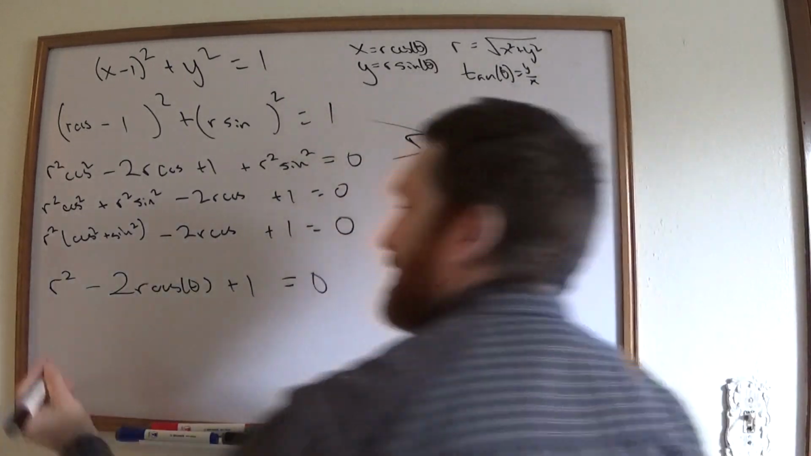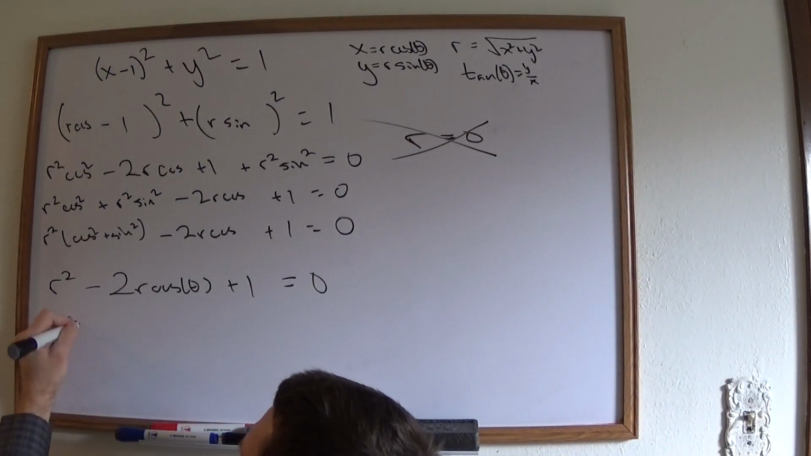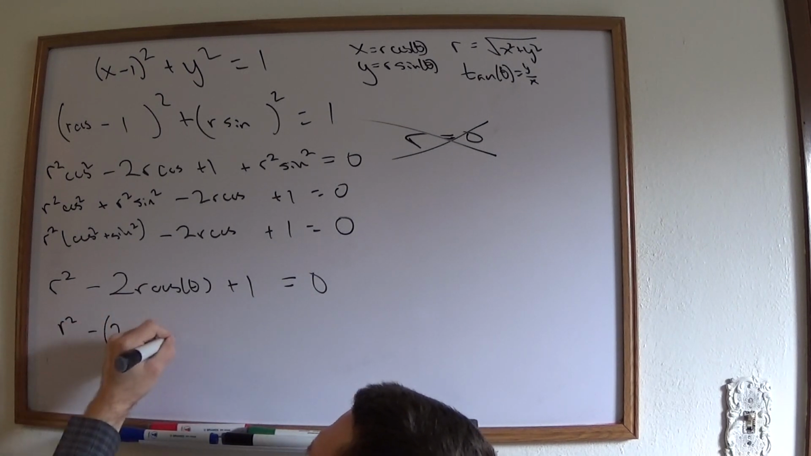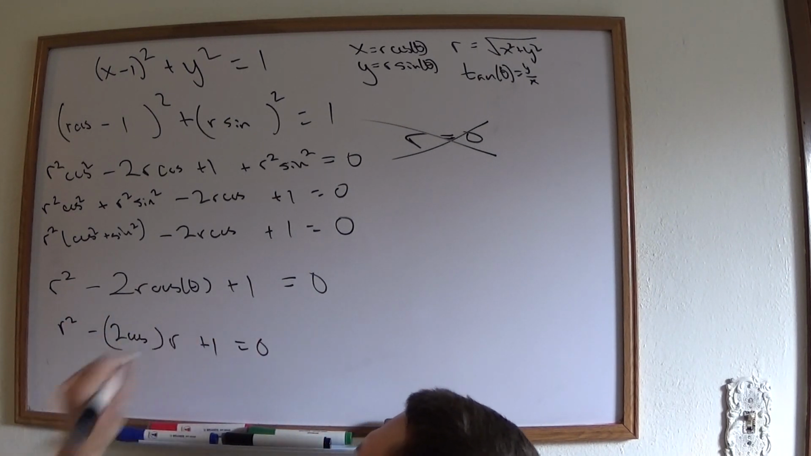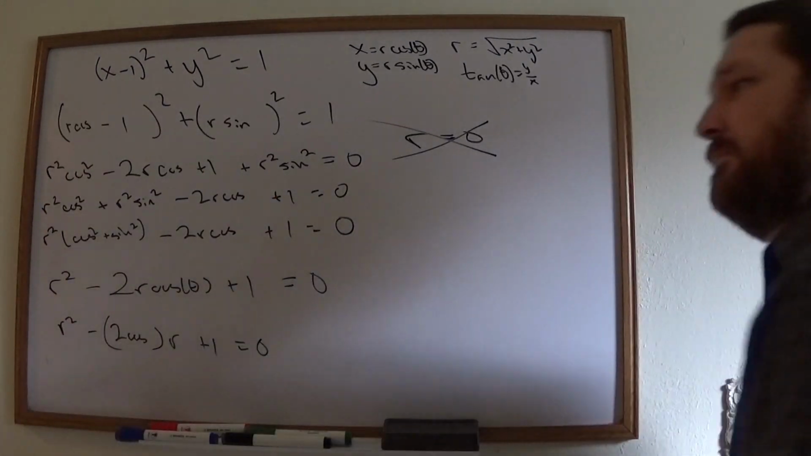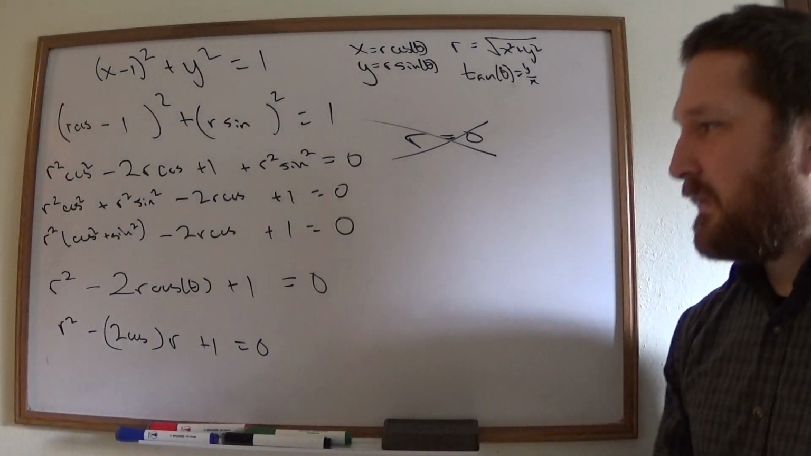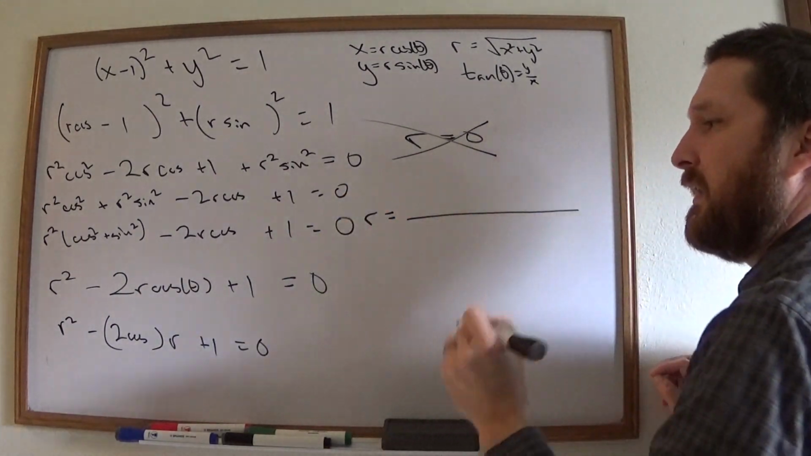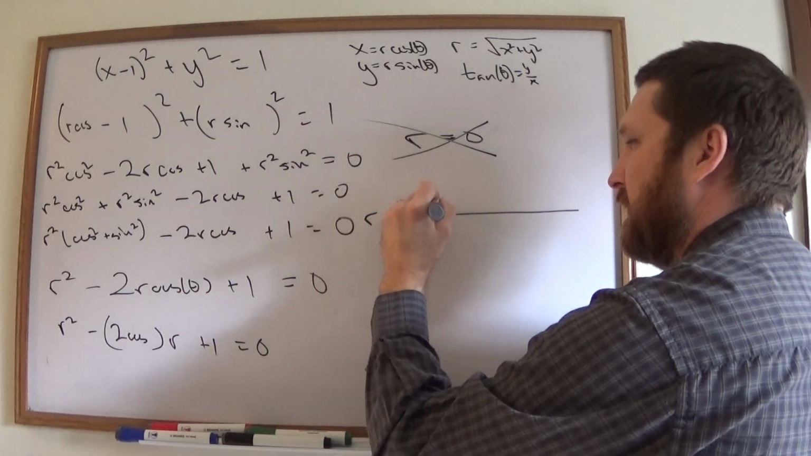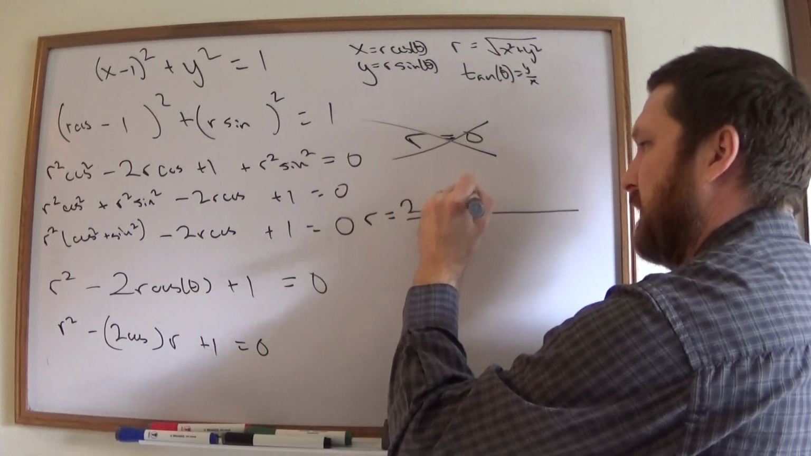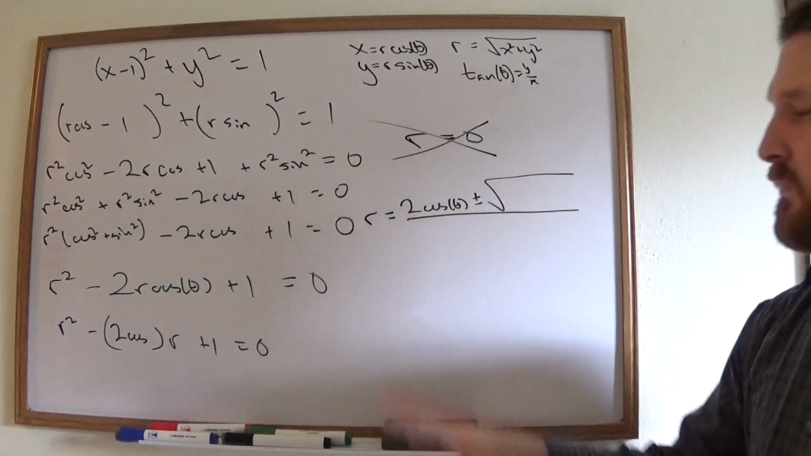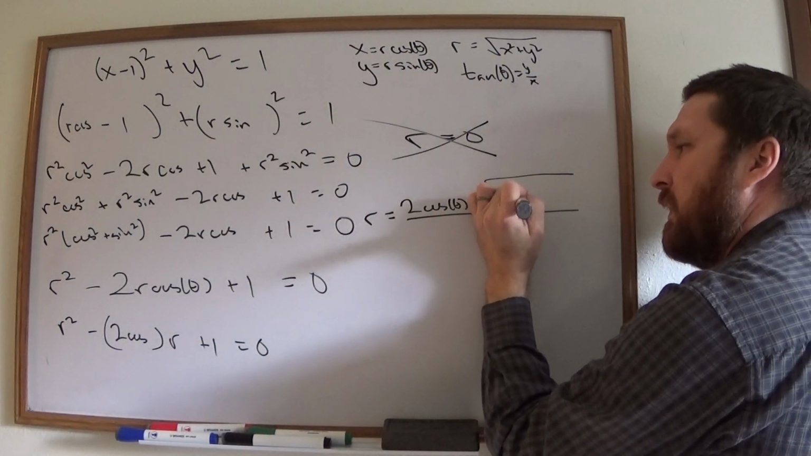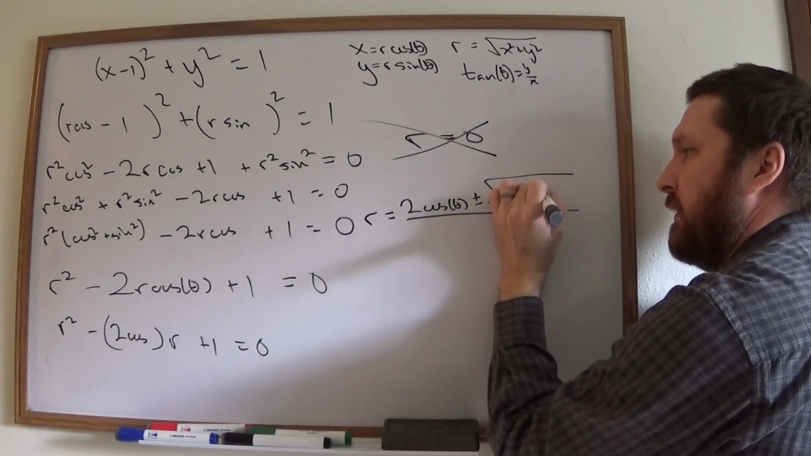I would say this is the same thing as 1r squared minus 2 cos, I'm not going to bother with the theta right now, 2 cos times r plus 1 equals 0. And then you'd say, well, x equals negative b plus or minus the square root of b squared minus 4c. And so negative b would be 2 cosine, plus or minus the square root of, okay, so 2 cosine squared. So 4 cosine squared, right?